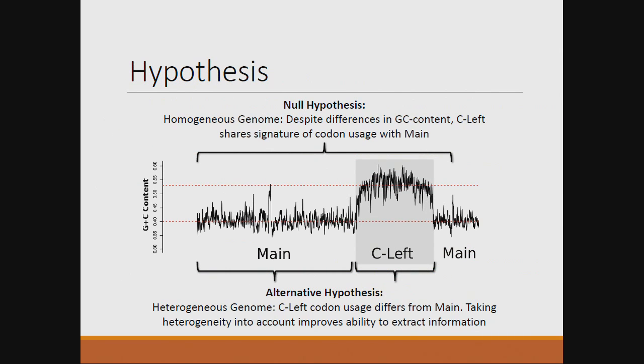So basically, what I'm wondering is, does it matter? We see the difference in GC content. What impact does that have? Does the codon usage bias change? How does it affect our estimates of parameters of interest? How does it affect what information we get from that genome and how reliable that information is?